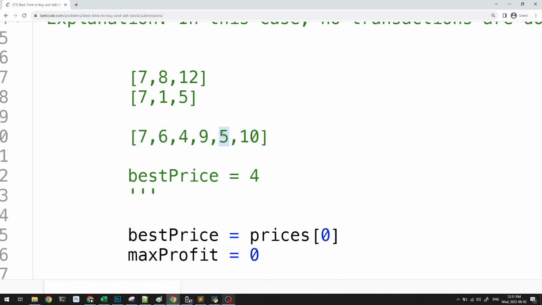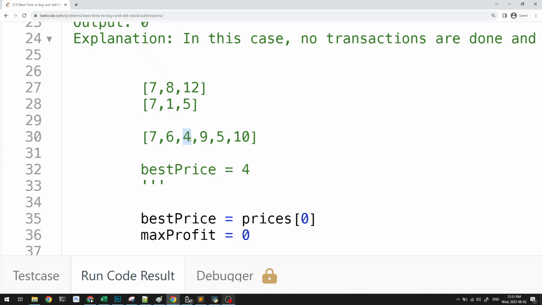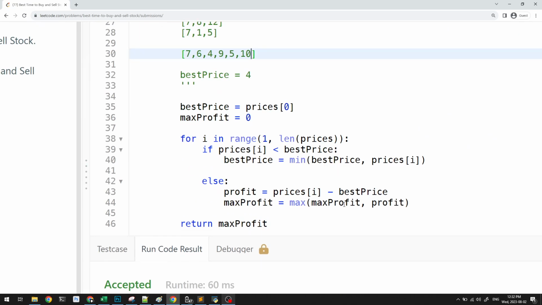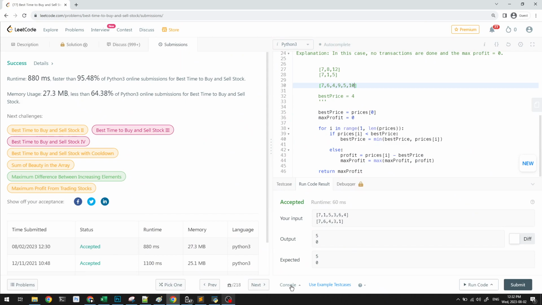Then if we go to the 5, well, we see that 5 is less than 9, right? But it is not the best one. We can buy even lower. We can buy at 4. So why don't we buy at 4 and then sell at 10? That would be better than buying at 5 and then selling at 10. So that's why we have to take into account this minimum price here. And so that's basically the question.